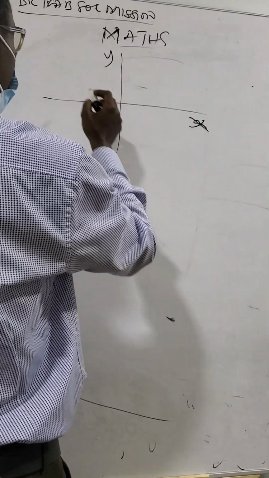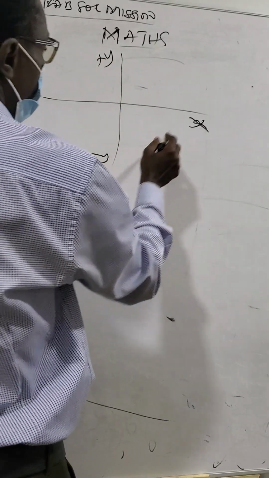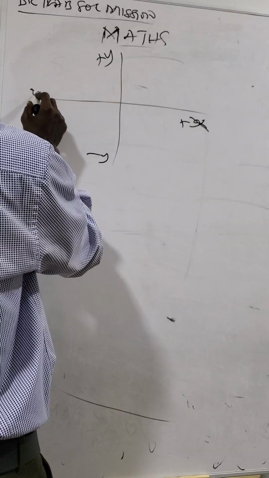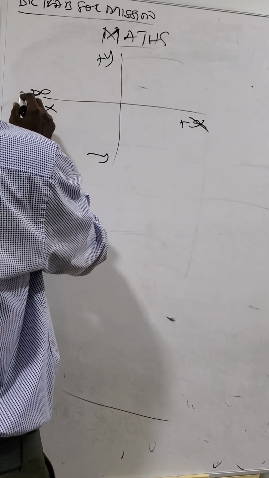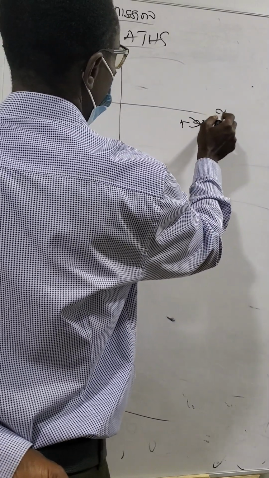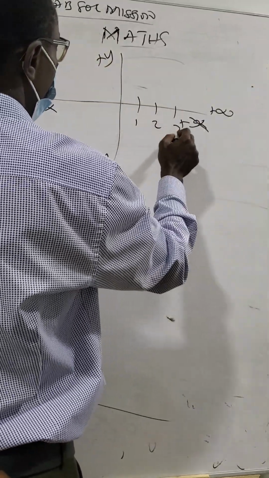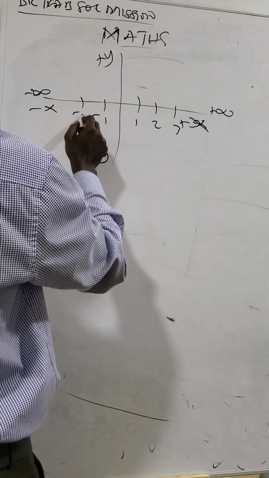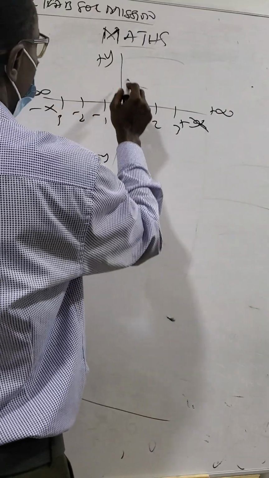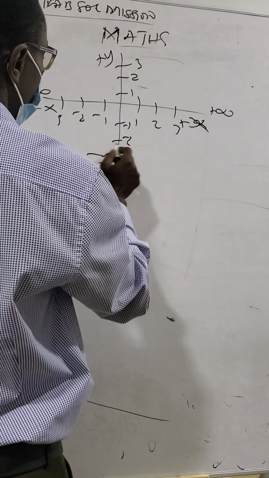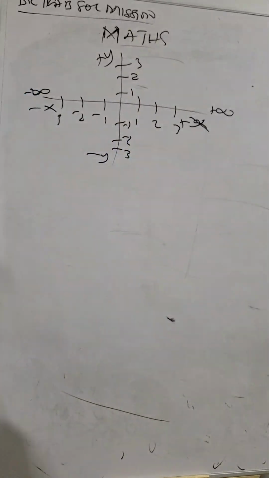Okay, so now this is the x-axis, this is positive y, this is negative y, this is positive x, this is negative x. This goes to infinity, negative infinity, and this is positive infinity. So we have 1, 2, 3, negative 1, negative 2, negative 3 on each axis. So that's it.